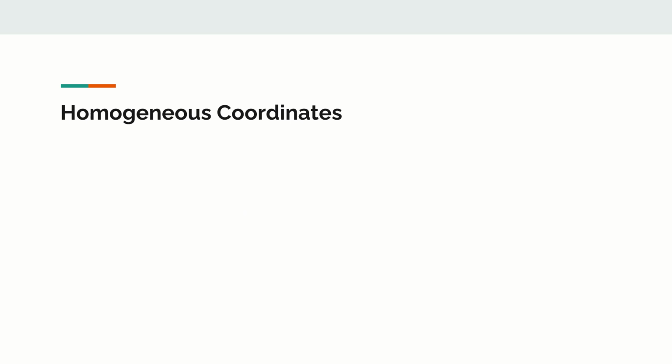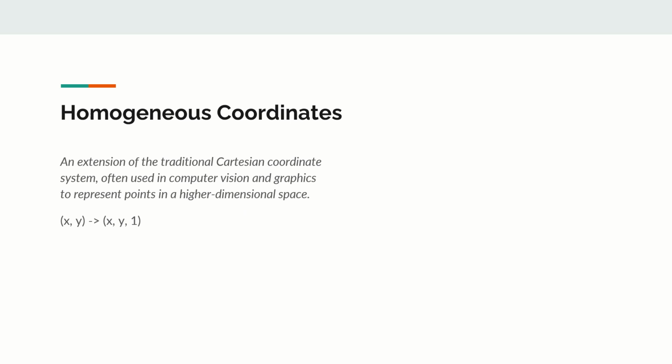Let's discuss the homogeneous coordinate. In homogeneous coordinate, we add an extra dimension to the Cartesian coordinate. This results in uniform representation of our transformation. Homogeneous coordinates allow us to represent translation, scaling, rotation, and other geometric transformation using matrix multiplication.